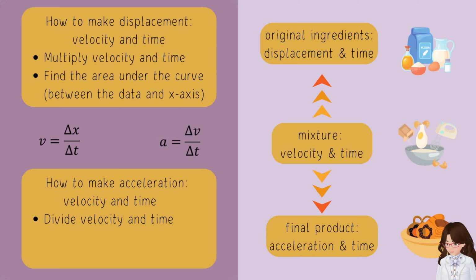In order to get displacement, we can find the area under the curve because this will have us multiplying our x and y values, which in this case are velocity and time. In comparison, in order to get acceleration, we're going to calculate the slope of the velocity time graph because the slope is rise over run, which is delta v over delta t, which is perfect.